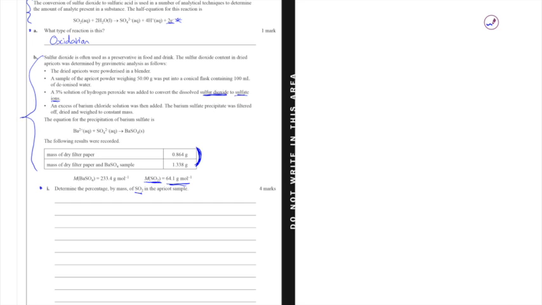The most important dot point, though, at least for this question, was this third one right here. It states that sulfur dioxide is converted to sulfate ions.